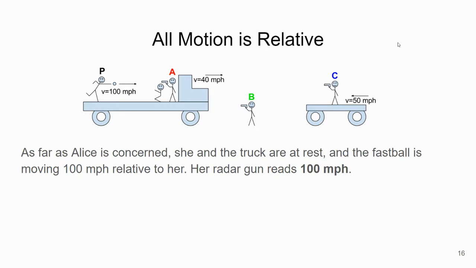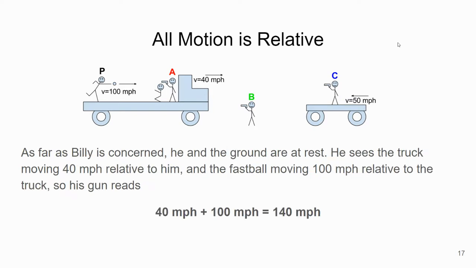Billy's, on the other hand, is going to read 140 because Billy's going to say, I'm on the ground and the ground's not moving, and the truck is coming towards me at 40 miles per hour, and the pitch is going 100 miles per hour relative to the truck. Therefore, the pitch is going 140 miles an hour relative to me. So his radar gun reads 140.